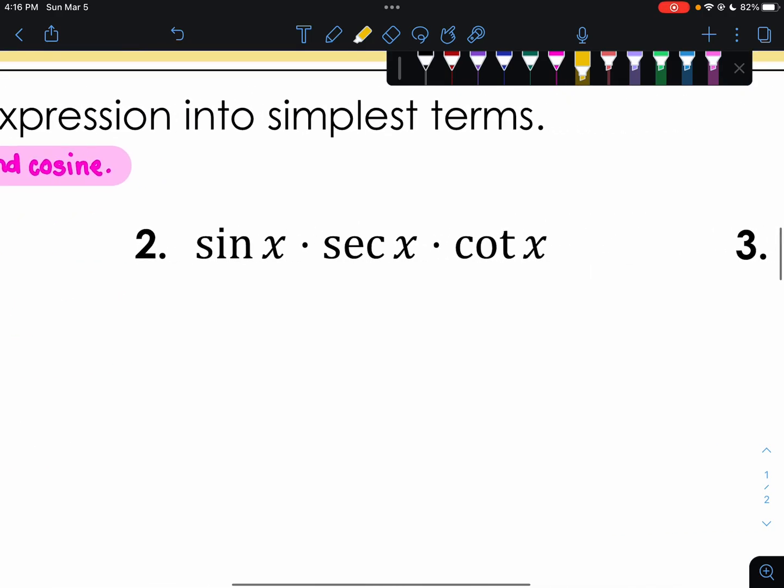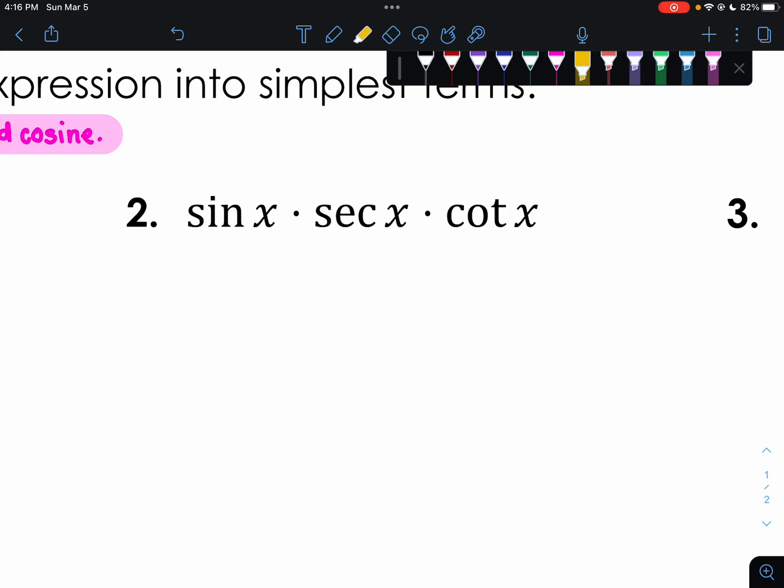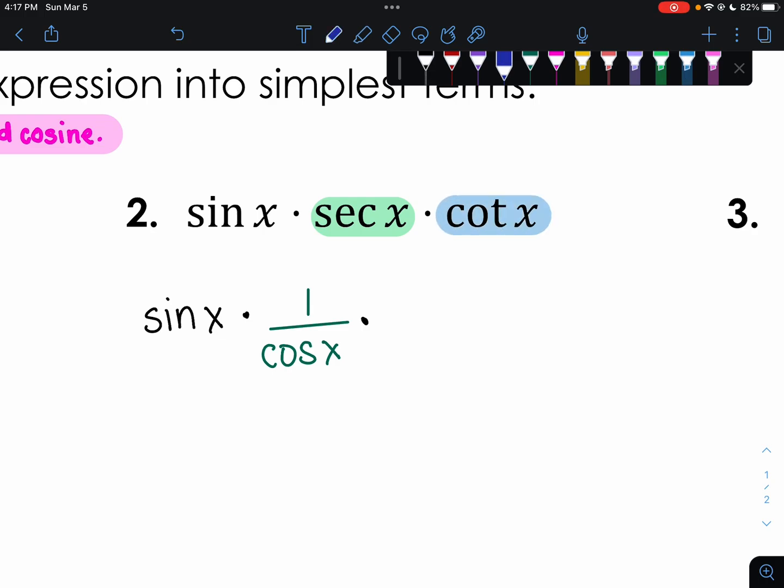Moving on to example number 2, we have sine x times secant x times cotangent x. So again, we want everything in terms of sine and cosine only. So I have sine x gets to stay the same. Secant x gets to change into 1 over cosine. And then cotangent x, as we just talked about on the previous example, is cosine over sine.